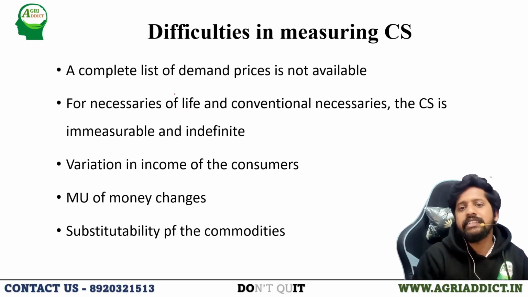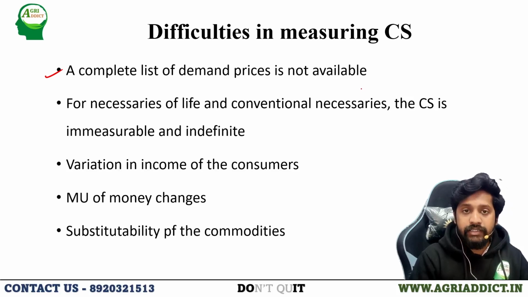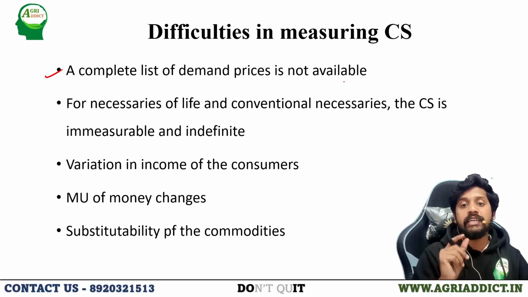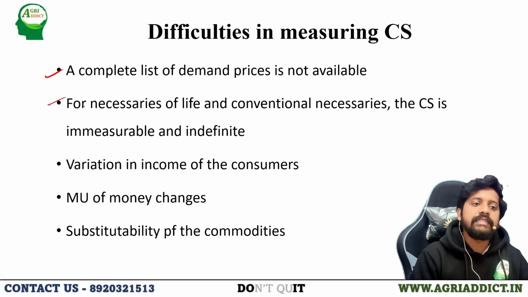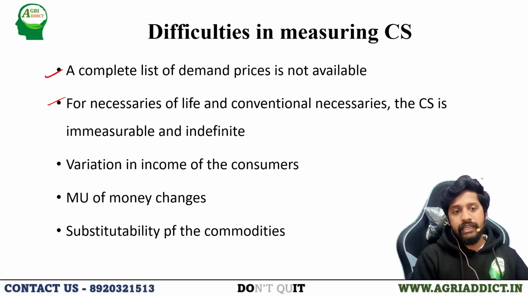There are some difficulties in measuring the consumer surplus. What are they? First thing is, a complete list of demand prices is not available. When I am going to the market, if I am getting the whole, realistic data of the prices, only then will I be able to measure the consumer surplus accurately. Otherwise, I won't be able to measure the consumer surplus, right? And second thing, for necessaries of life and conventional necessaries, the consumer surplus is immeasurable and indefinite, right?